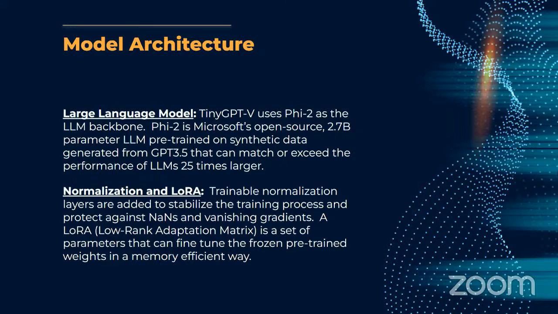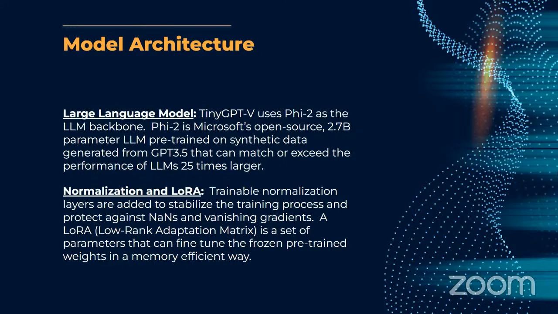training stage are the normalization and the LoRA, the low-rank adaptation matrix layers. The normalization layers are necessary in order to stabilize the training process and guard against common pitfalls that you might find when training a neural network, for example, dealing with the vanishing gradient problem during backpropagation.